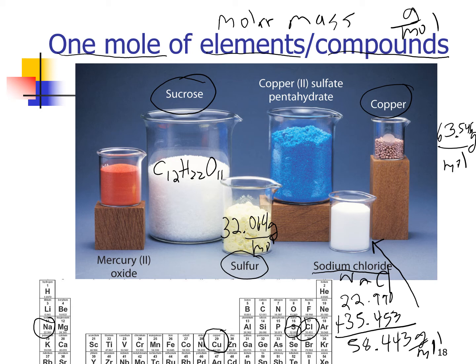periodic table. I would find carbon. Each carbon weighs 12.011 grams. I'd multiply that by 12 to know the mass from the carbon. My hydrogens are about 1, and I have 22 of those. And then I would add that to my oxygens, which are around 16 times 11. And my molar mass for sucrose is 342.3 grams. And again, this is all for 1 mole quantities.